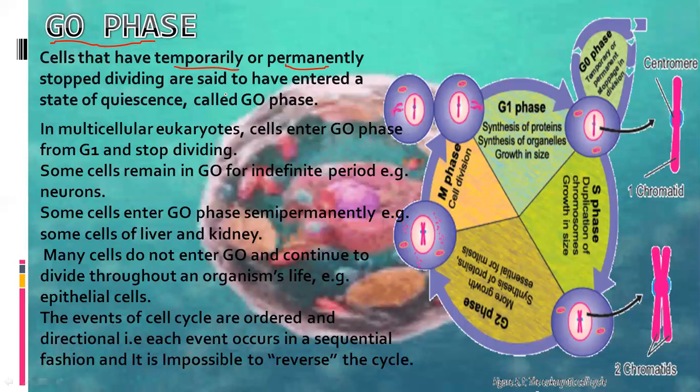What type of cells are these? In multicellular eukaryotes like human beings, a cell enters G0 phase from G1 and stops dividing. Some cells remain in G0 phase for an indefinite period of time, like a long period of time. It means permanently. So these are neurons.